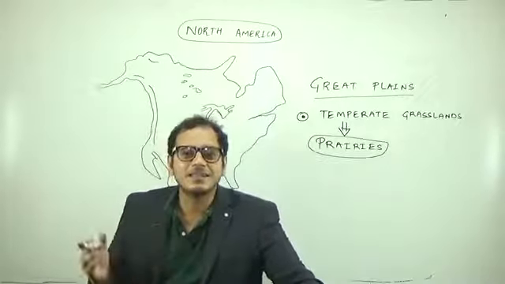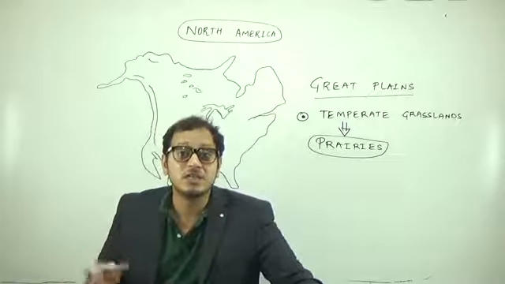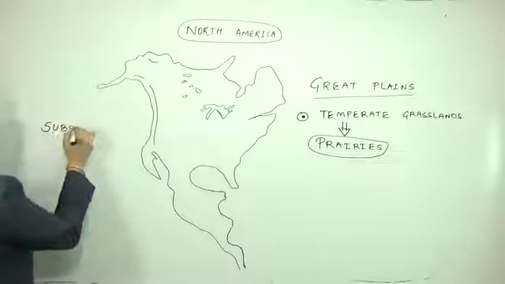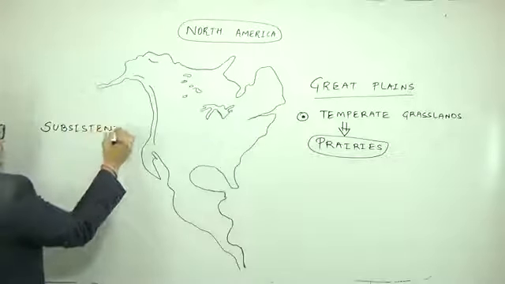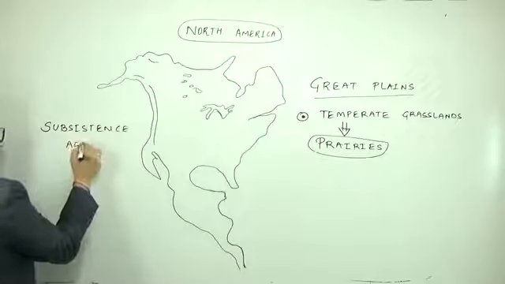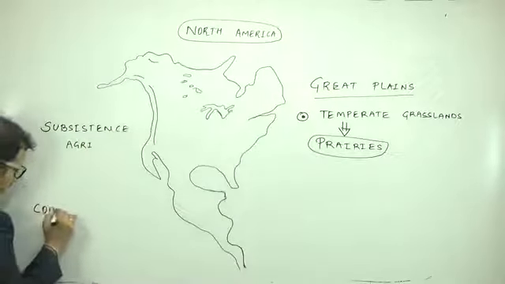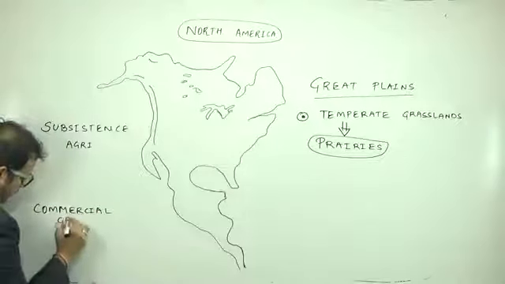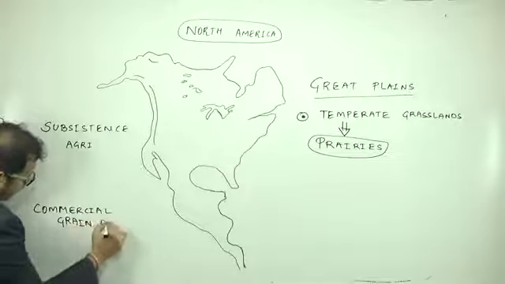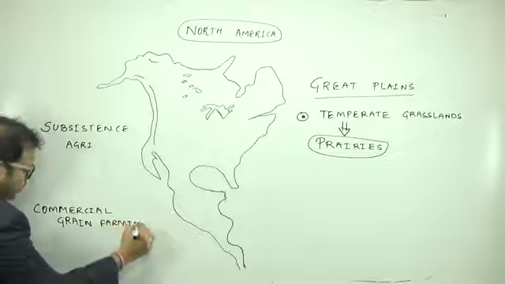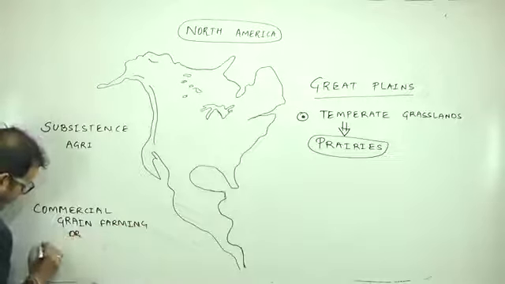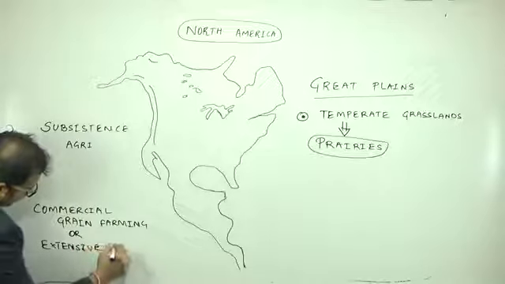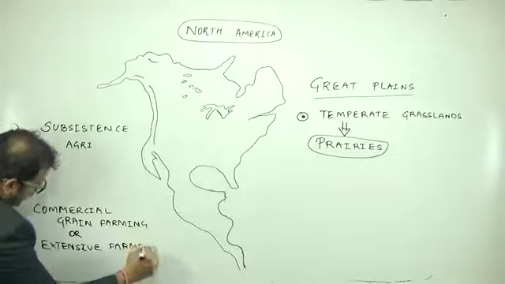So here the agriculture is a kind of commercial agriculture. There are two kinds of agriculture. One is subsistence agriculture, and the other is commercial agriculture, which is also known as extensive agriculture or extensive farming.